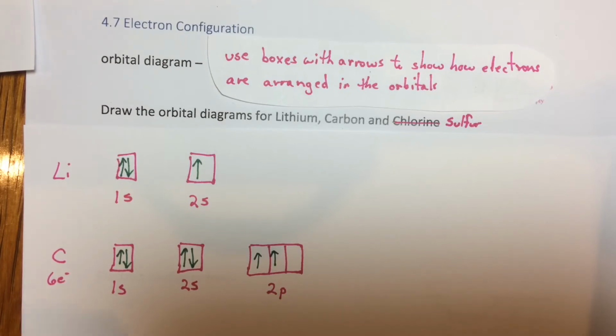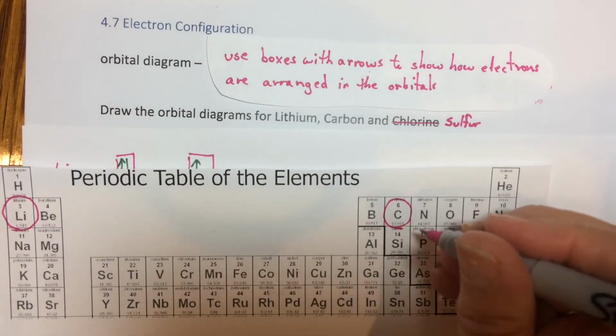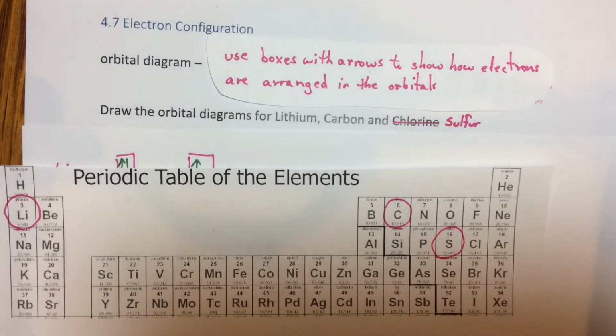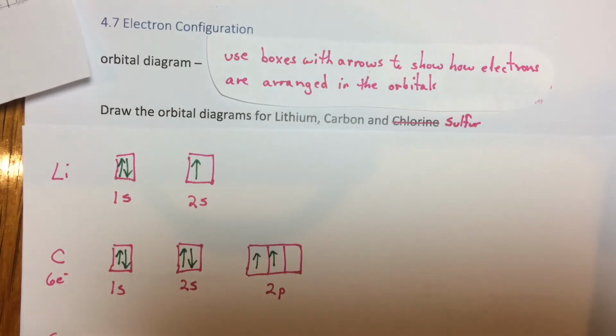And then let's do sulfur. Sulfur on the periodic table is right here. We're going to have 16 electrons to place. We'll be writing a lot of orbitals. We'll have a 1s. We'll have a 2s. And we'll have our 2 p's, and there are 3 of them.